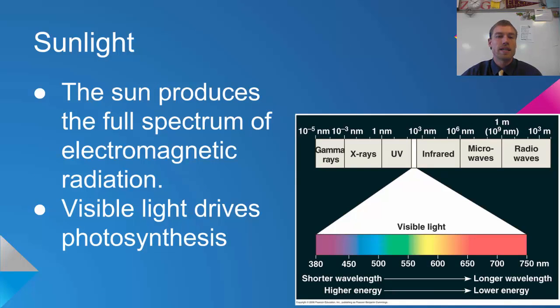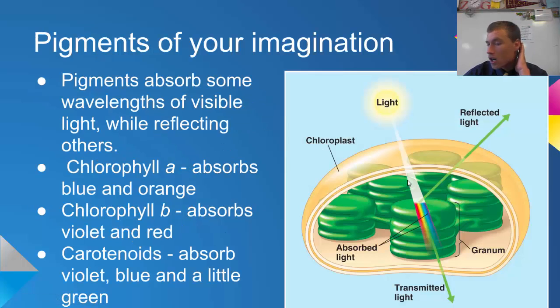So we need to talk about sunlight, because sunlight is what is providing the energy for this reaction to take place. The sun produces the full spectrum of electromagnetic radiation, all the way from gamma rays to radio waves. Visible light is what plants use to actually drive photosynthesis, which is only a very narrow band of the electromagnetic spectrum. When we talk about light, we need to talk about pigments, because pigments are what actually absorb the light.